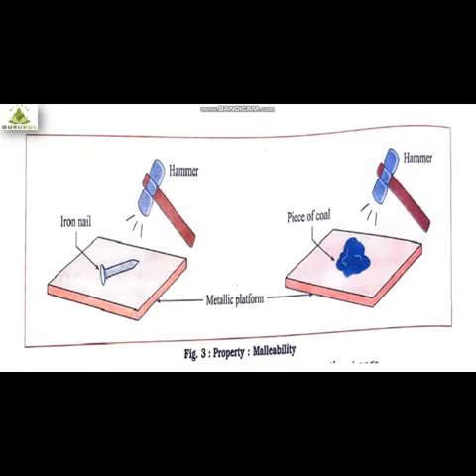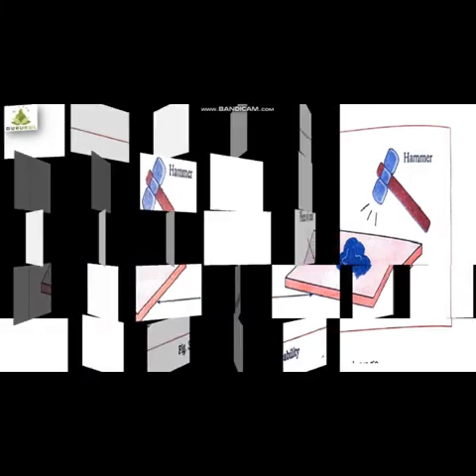Okay, this way. Can you see? Hammering of the iron nail, and here you have hammering of a piece of coal. We all know what will happen.